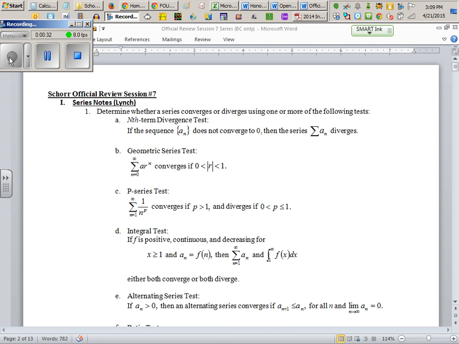So okay, so anyway, again, I got some notes here from Lynch, like I have for the areas and volumes, and Mr. Lynch kind of spelled it out here. We have the nth term divergence test. That's just basically when you do a limit to see if the limit's zero. If the limit's not zero, then you know automatically it has to diverge. But that doesn't help us at all with convergence, unfortunately.